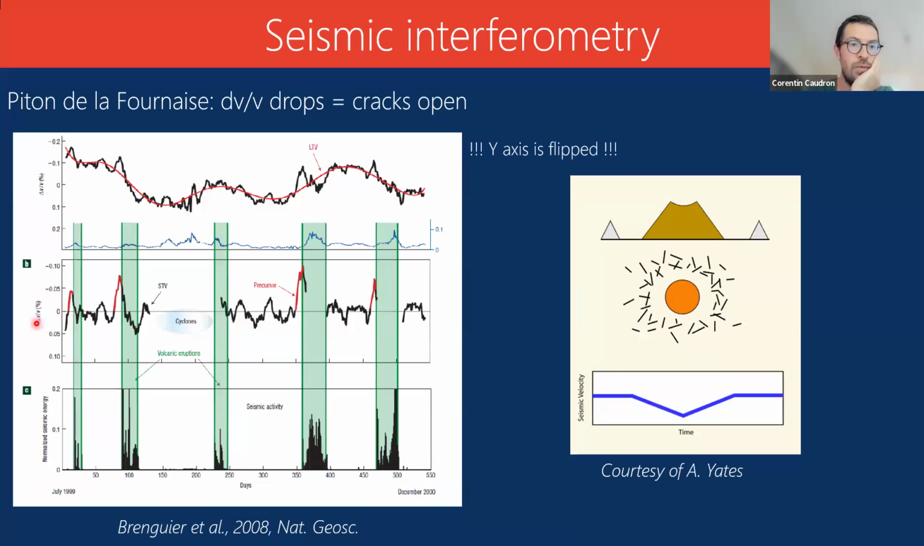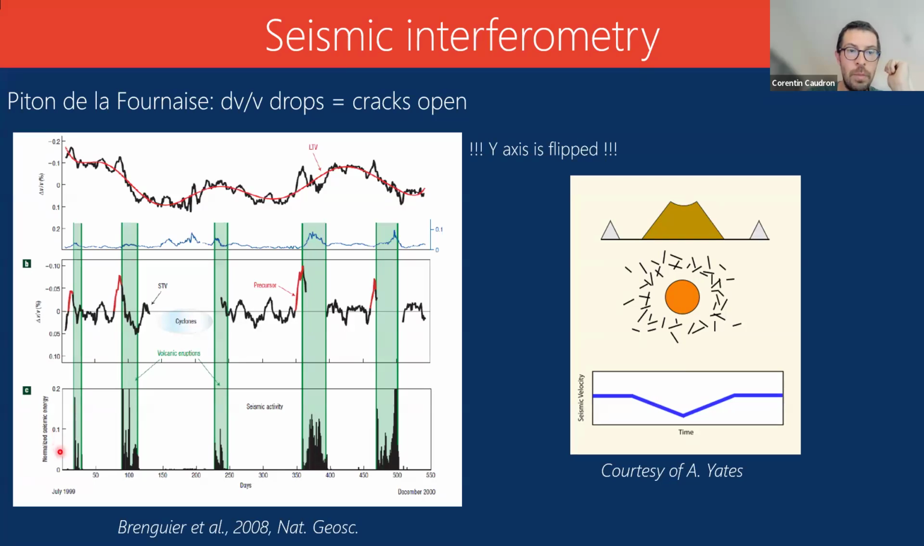So you see the dV/V again, the y-axis is flipped, which means that you see that before the eruptions, which are shown here as green rectangles, we have 1, 2, 3, 4, 5 eruptions, you see the seismic velocity tend to decrease. That's what he highlighted in red. And this is quite systematic. You see that when there are cyclones or pretty bad weather, it's difficult to reconstruct reliable information.